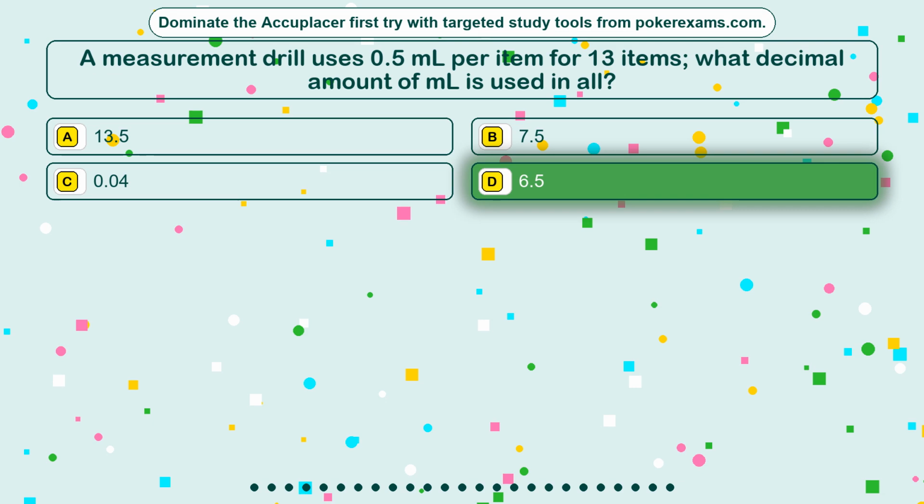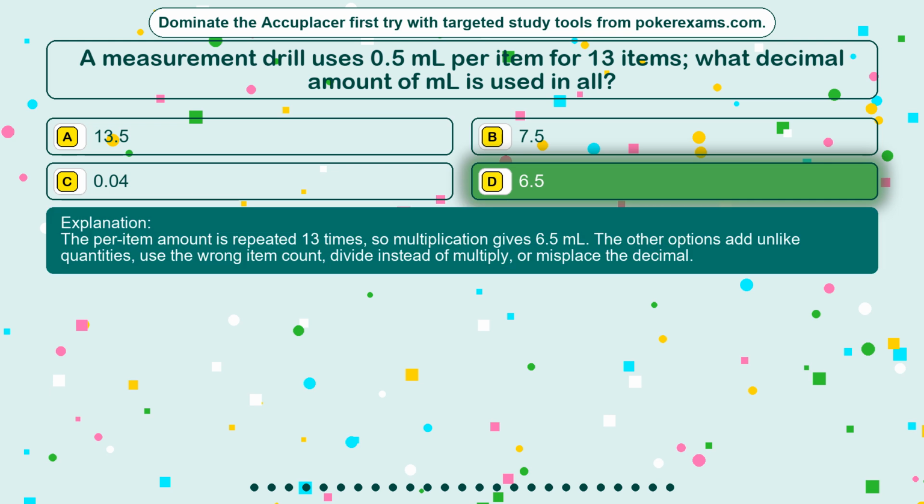The correct answer is option D, 6.5. The per item amount is repeated 13 times, so multiplication gives 6.5 ml. The other options add unlike quantities, use the wrong item count, divide instead of multiply, or misplace the decimal.